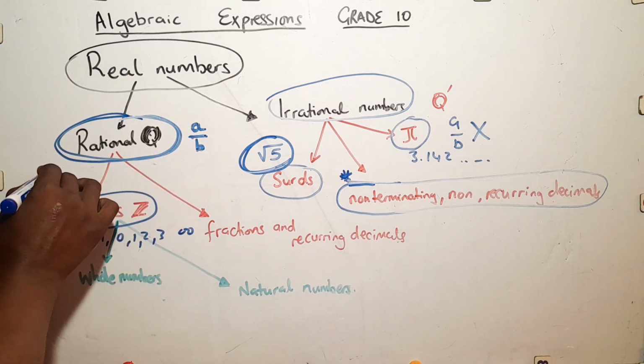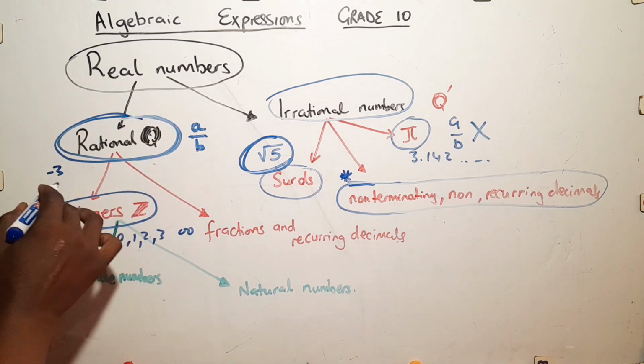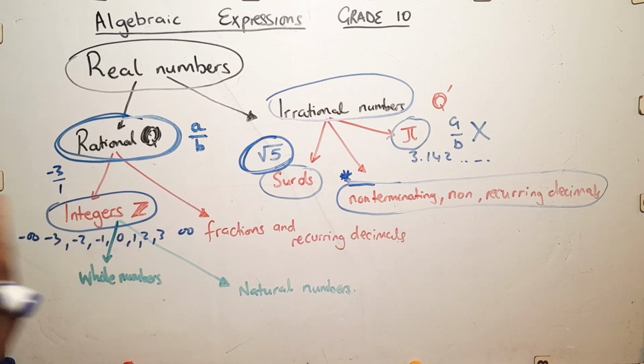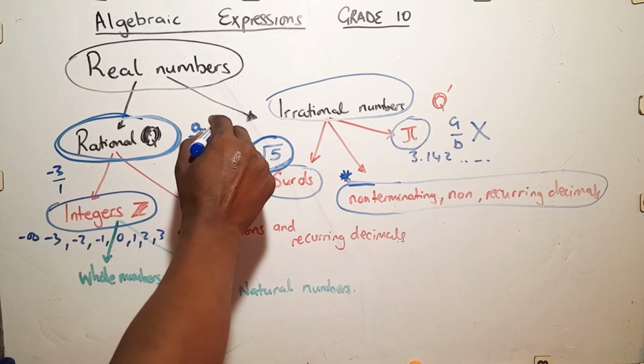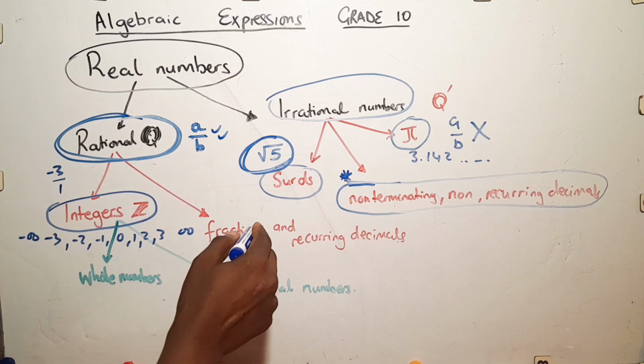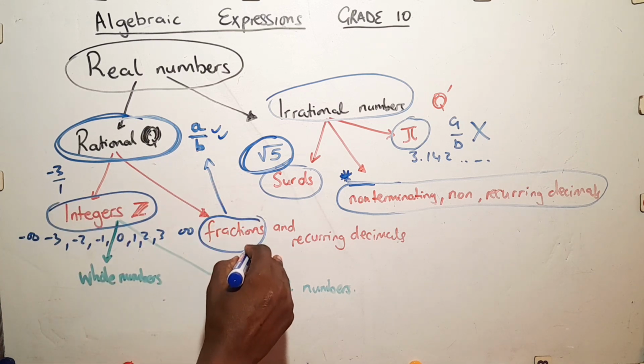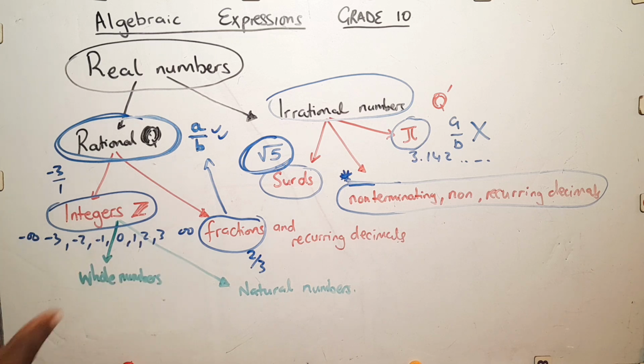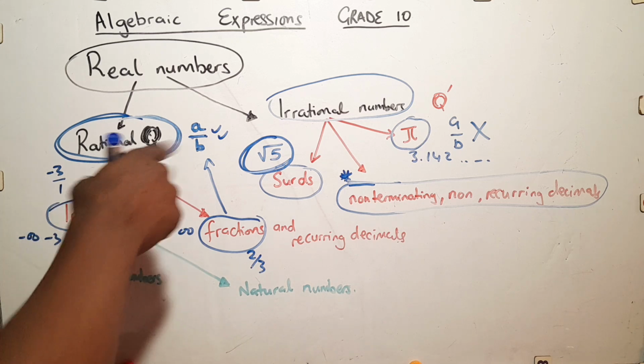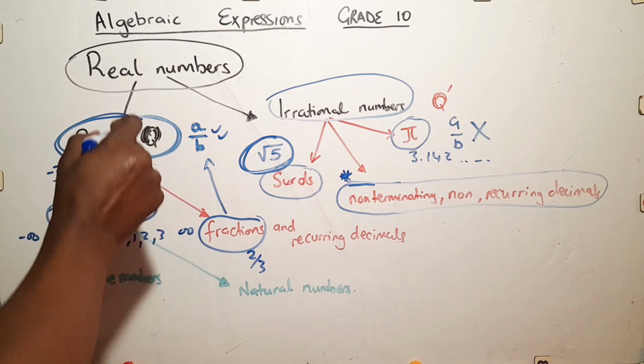For example, we can have negative 3. This negative 3 is the same as negative 3 over 1, so it can be expressed as a fraction, a over b. We also have fractions on their own. Fractions are already in this form, a over b. For example, 2 over 3 is a fraction and it can be expressed like that.